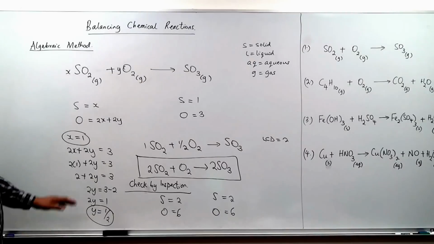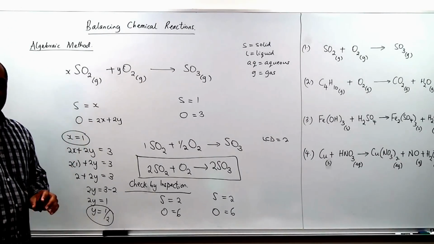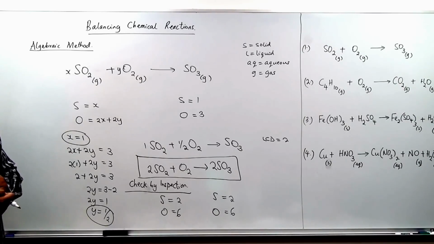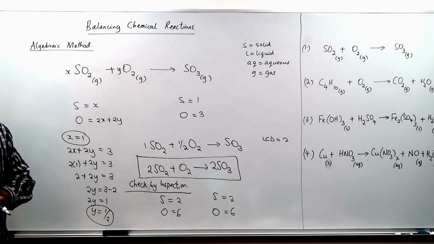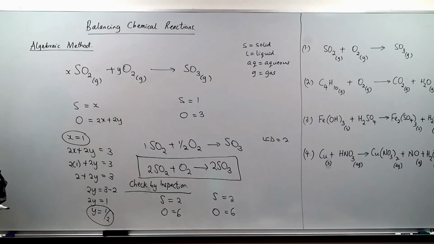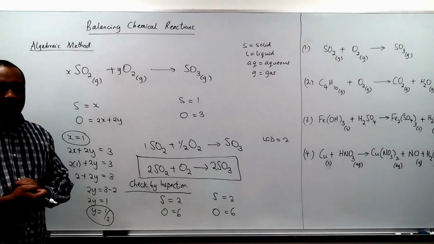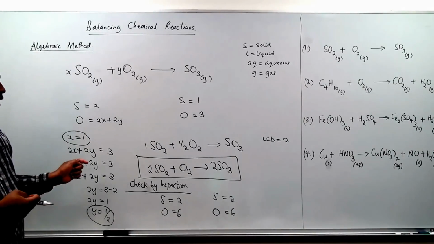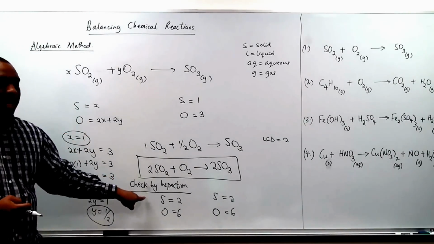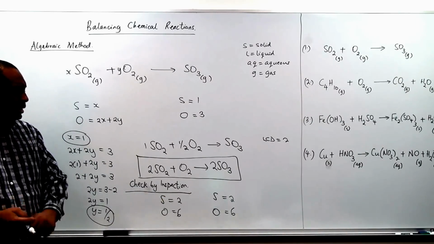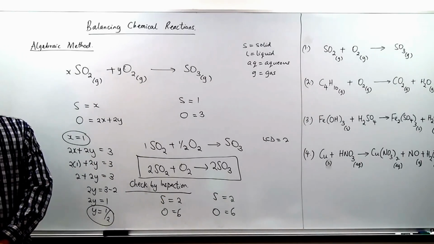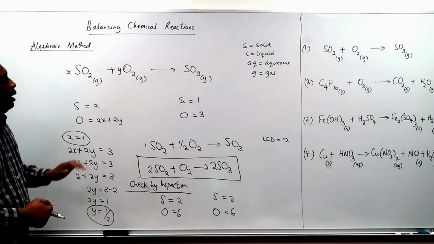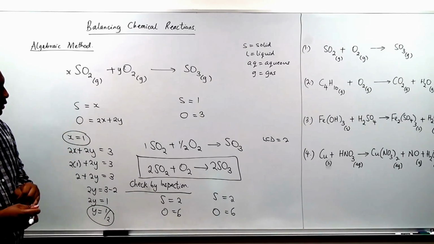So now let me review it and talk a little bit about the algebraic method. This method is the best method. It balances any chemical reaction, any one. No matter how complex the chemical reaction is, it balances it. And one good thing about it is that after balancing it, you can check by inspection to see that you did it right. So we will go ahead and move on to the next one.